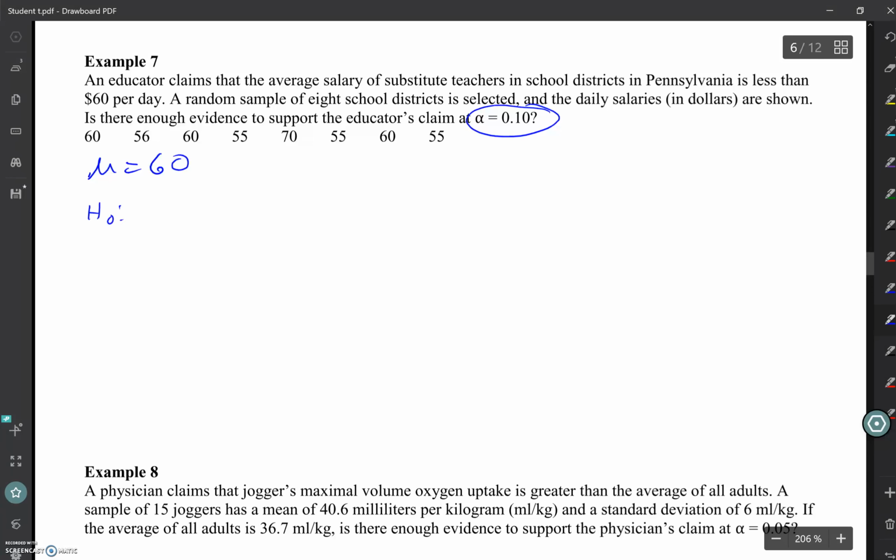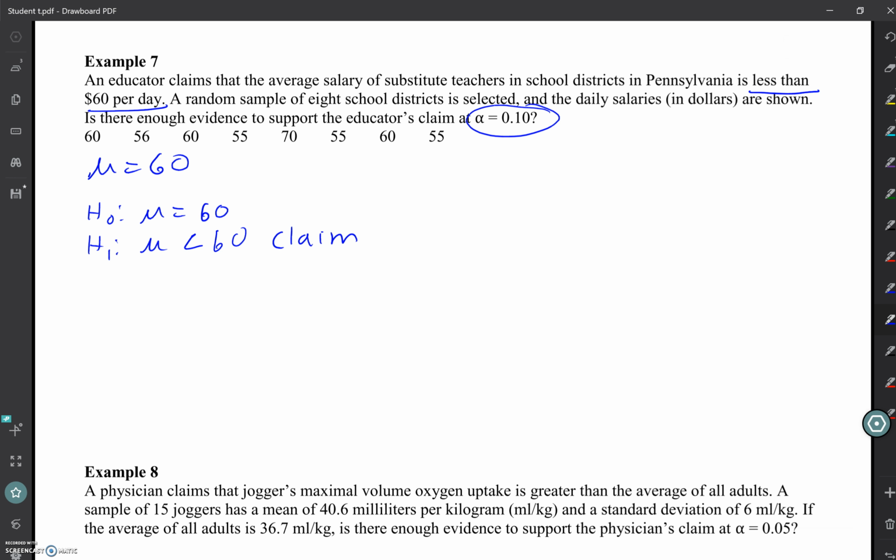And let's create our hypotheses before we go to the calculator. So what's the null? Mu equals 60. And what's the alternative? Mu is less than 60. Because the educator's claiming that the average salary in Pennsylvania is less than. Where does that put your claim? In the alternative, because they're claiming that it is less than it. So your claim's in the alternative.